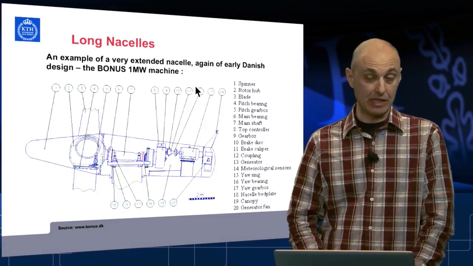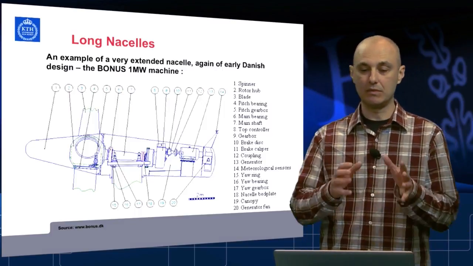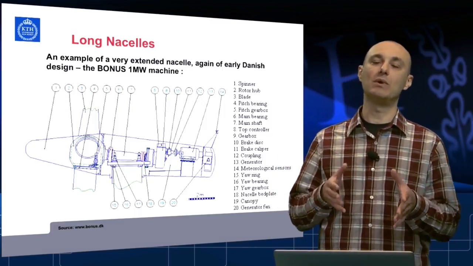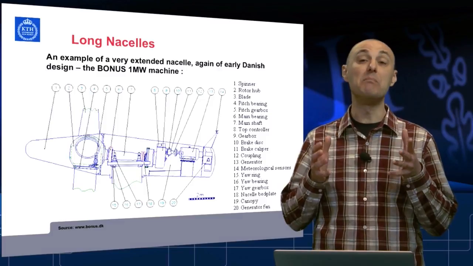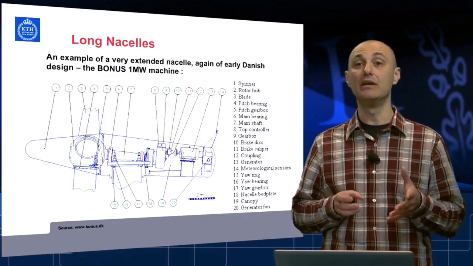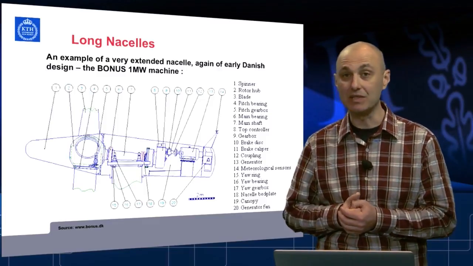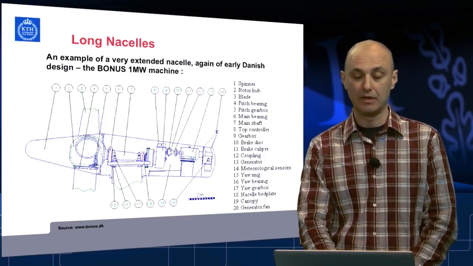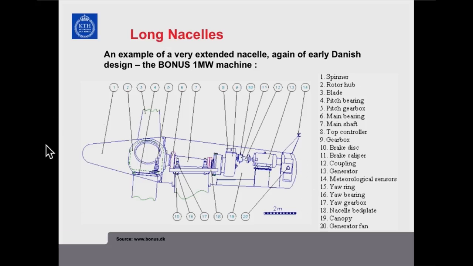This is the other extreme, again a good example. Now, exactly this one is a 1 megawatt machine. The make doesn't exist anymore either, but it actually is a part of Siemens now, so the factory is there. It represents another approach, the very long extended nacelle.